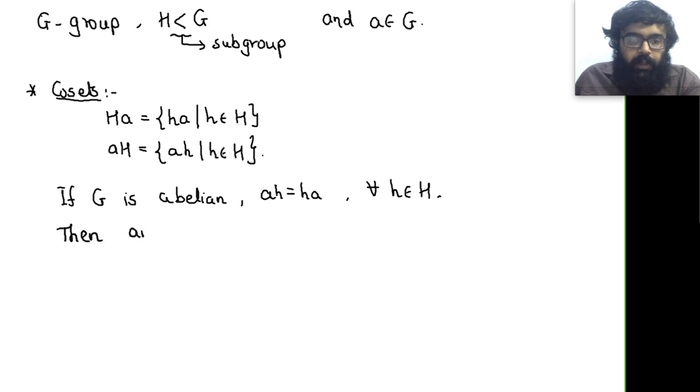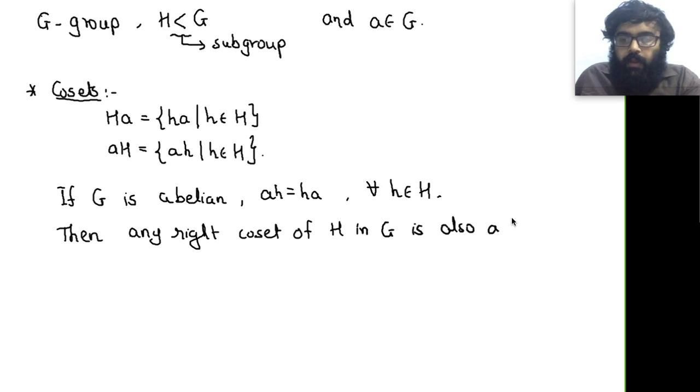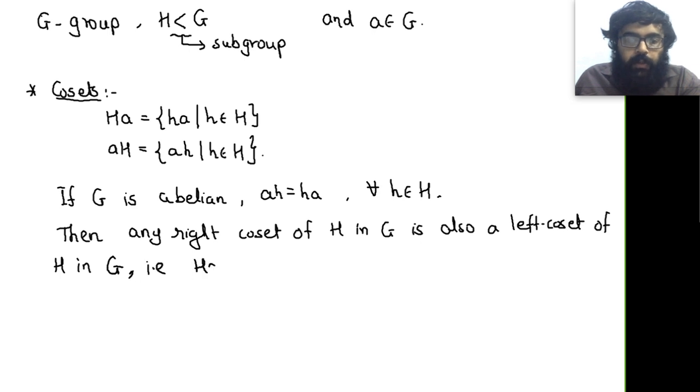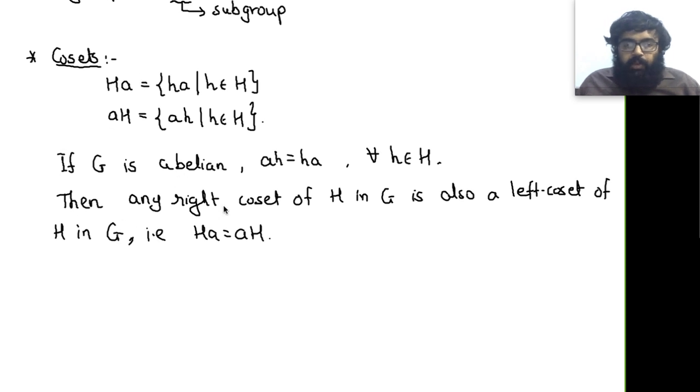So then any right coset of H in G is also a left coset of H in G, that is Ha equals aH. So when the group is abelian, each right coset is going to be a left coset also, and each left coset is conversely a right coset, though then it is not interesting. So what about the counterexample?